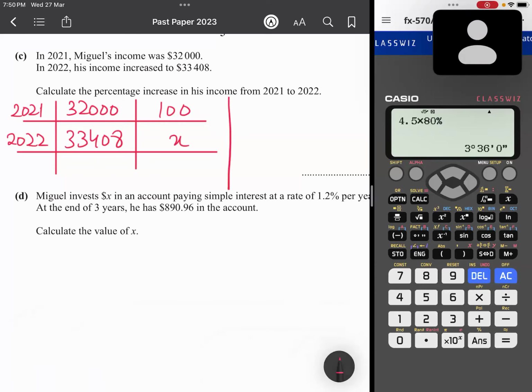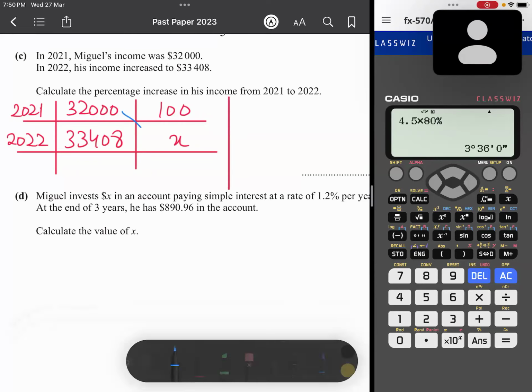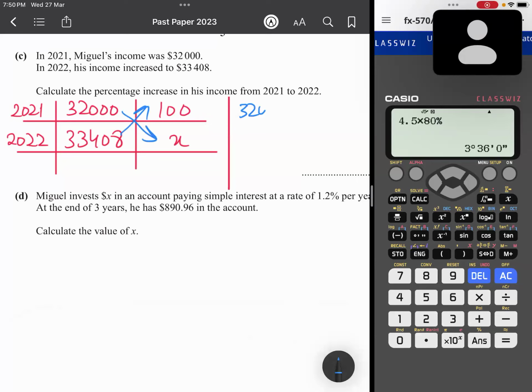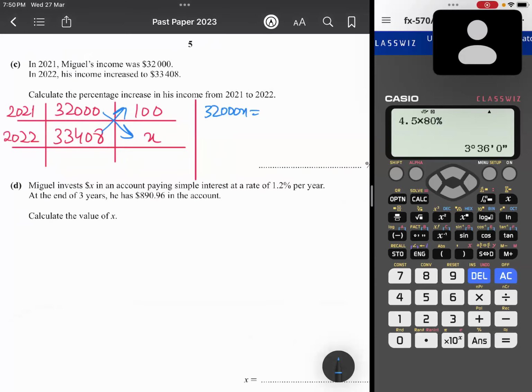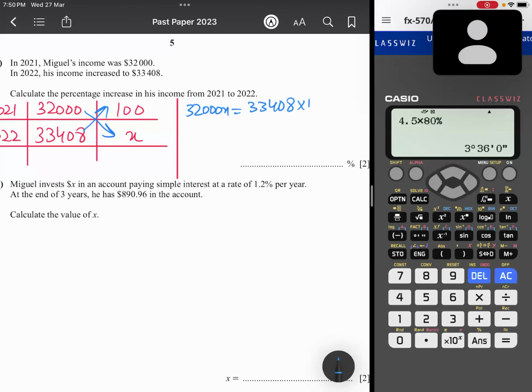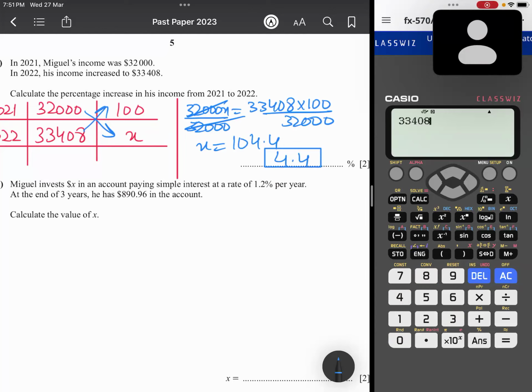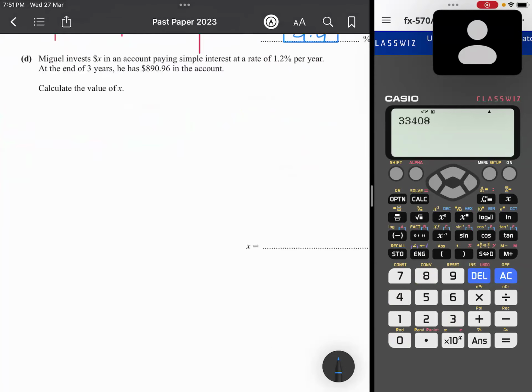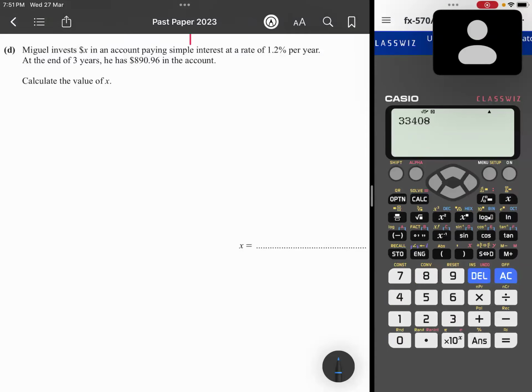So cross multiplication. Let me change the color here in order to tell you. 32,000 x is equals to 33408 multiplied by 100 divided by 32,000. So x is equals to how much? 104.4. So beta, the increase is how much? 4.4% is the increase. Okay, Miguel invests X dollars in an account paying simple interest at 1.2% per year.